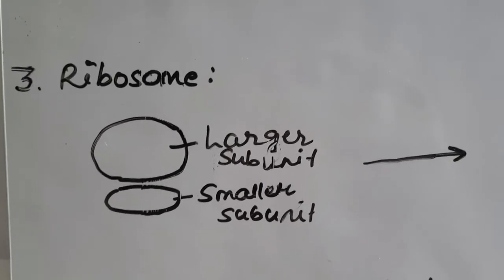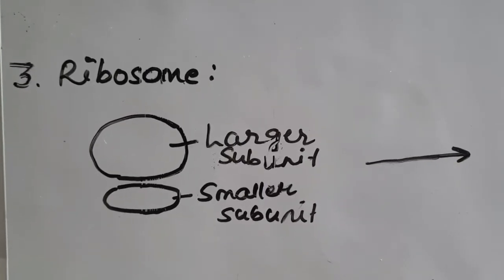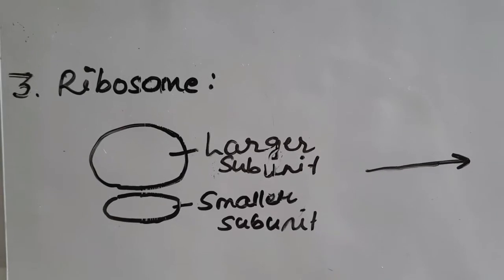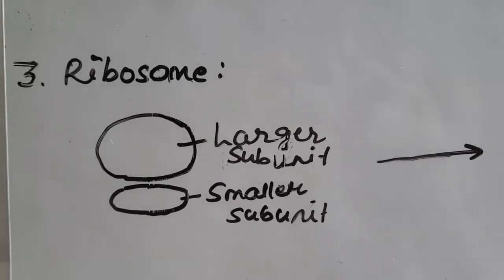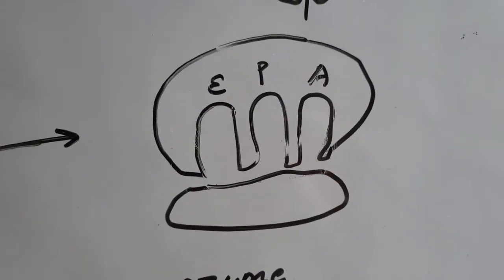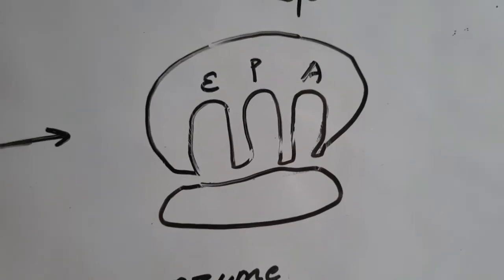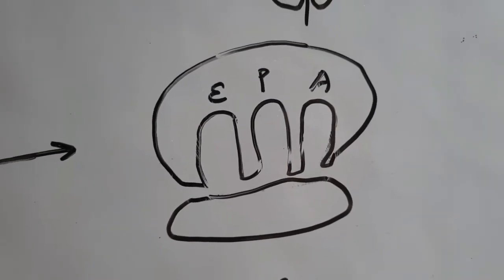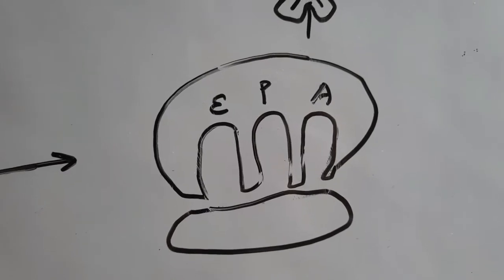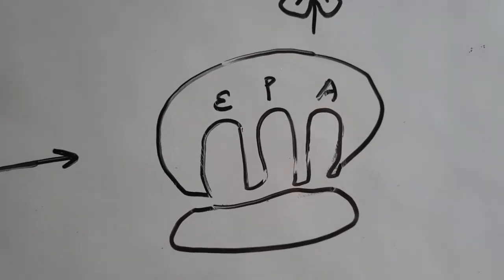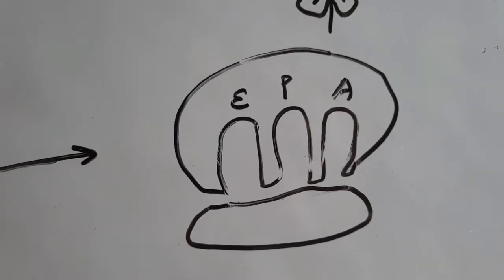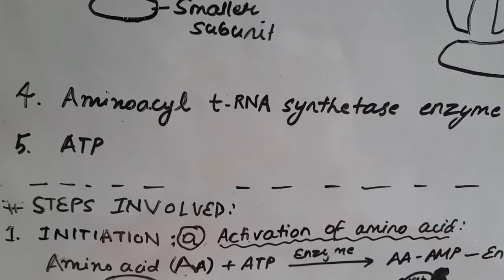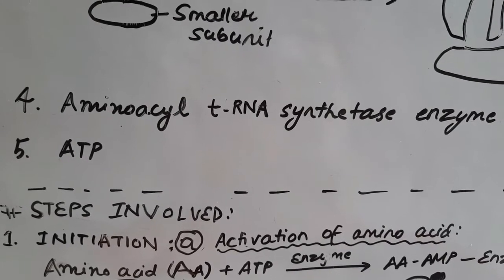Next is ribosome. As we have already studied in our previous classes, ribosome is a protein factory in a cell and it has 2 parts, a larger subunit and a smaller subunit. Actually, its structure in this process looks like this. It has 3 sites in the larger subunit, that is the A site, P site and E site. At the A site, the tRNA gets attached. At the P site, there is formation of the polypeptide, and from the E site, the tRNA moves out of the process. Units involved are amino acid, tRNA synthetase enzyme, and ATP.